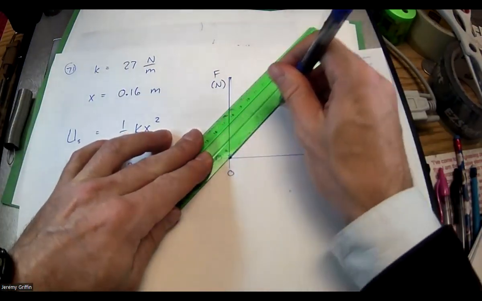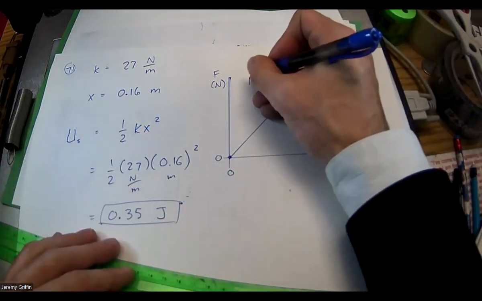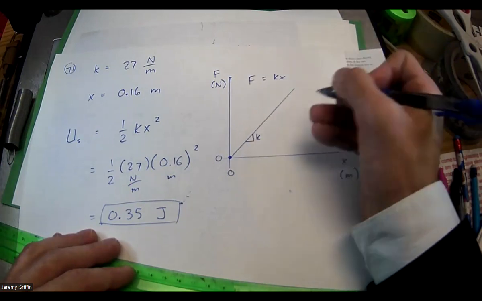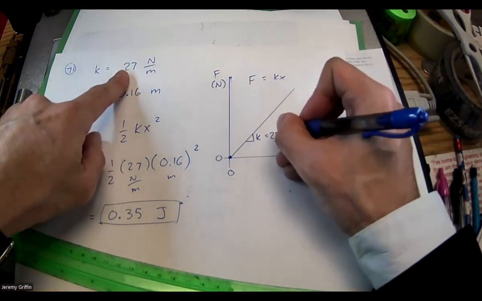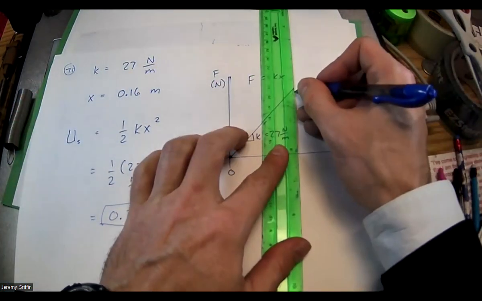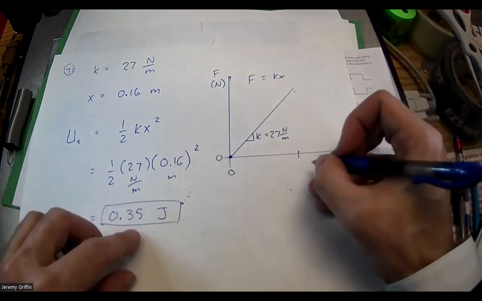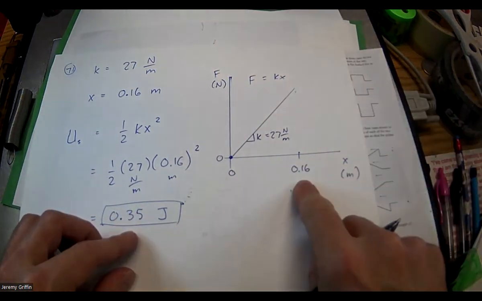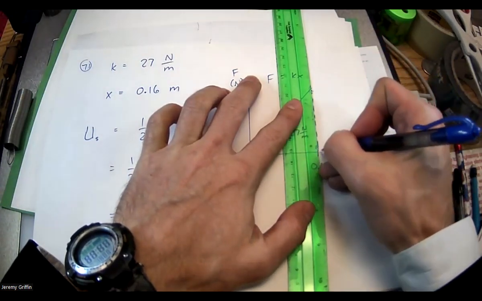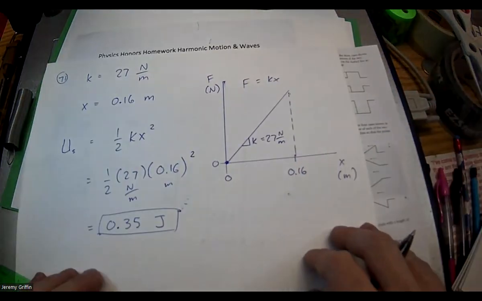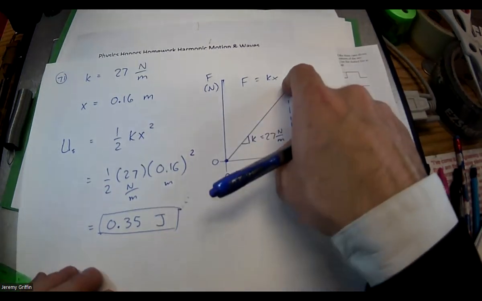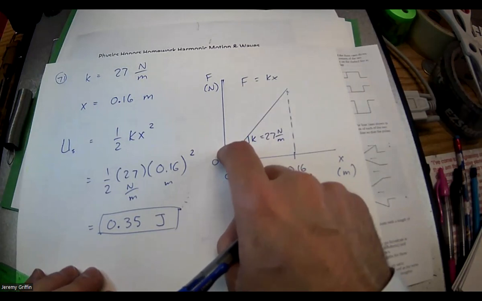Linear. Yeah, linear, because again, that's just Hooke's law, F equals kx. So k is the slope of that line, which in this case is 27 newton per meter. And we're going all the way to 0.16 meters right there. Now, guys, what property of this graph tells you the energy stored in the spring? The integral. Yeah, integral is a good one, which is the area of that triangle.